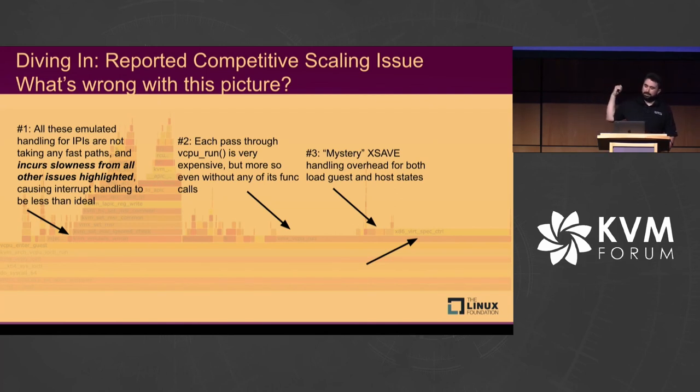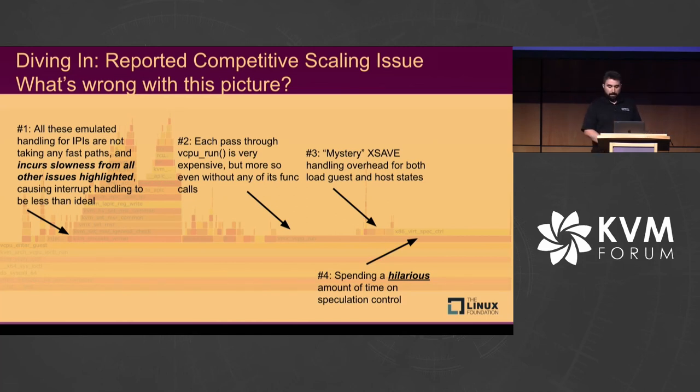But there's also about 1% of this graph, 1% of all samples done in this trace, due to XSAVE guest and host load, which is odd. And the last one is this absolutely hilariously large flat top for speculation control. It's just ridiculous. So we're going to get into where that comes from and how we can whack that.